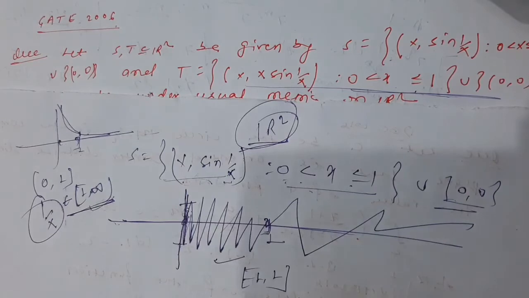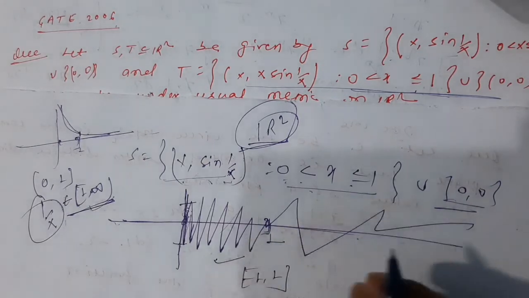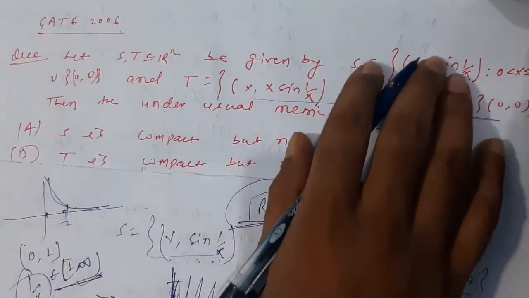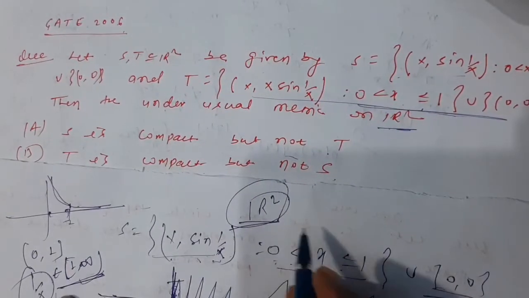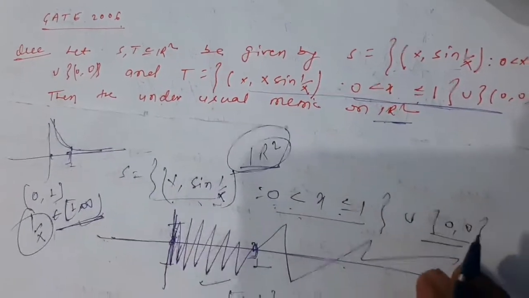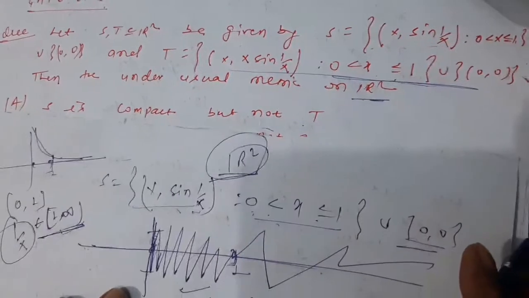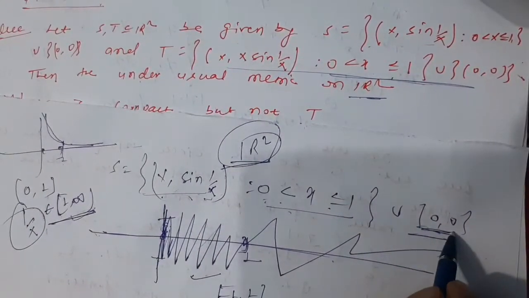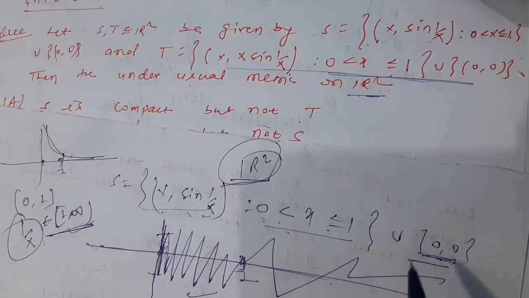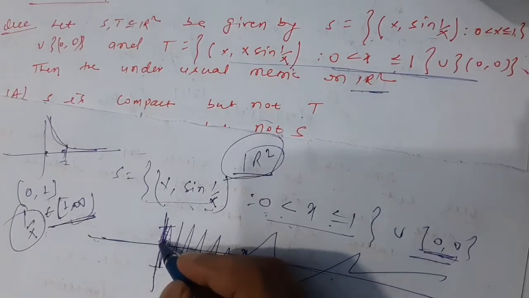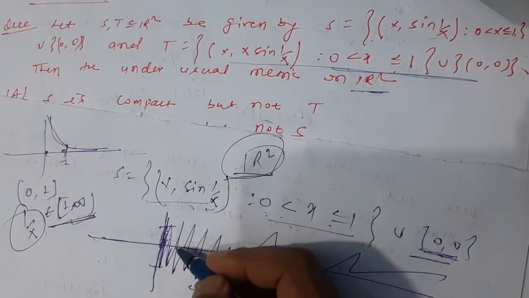I have already uploaded a video related to a CSIR NET question of this type on my channel. You can see that question, also related like this, also helpful. So from this you can say S is not closed, so S is not compact. Only (0, 0) is in S, but (0, 0) is also a limit point; the points between -1 and 1 on the y axis are also limit points of this set, and they are not contained in S.